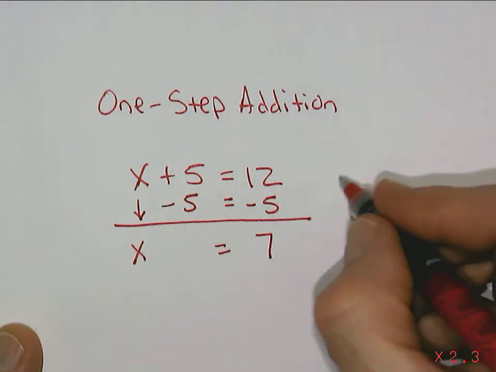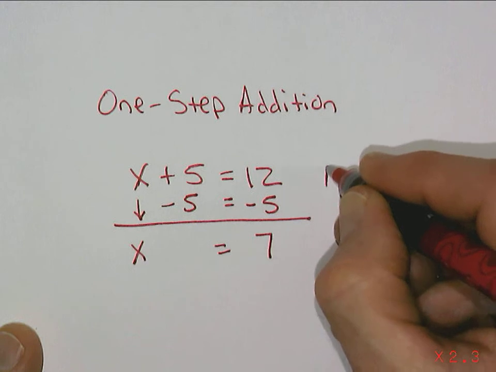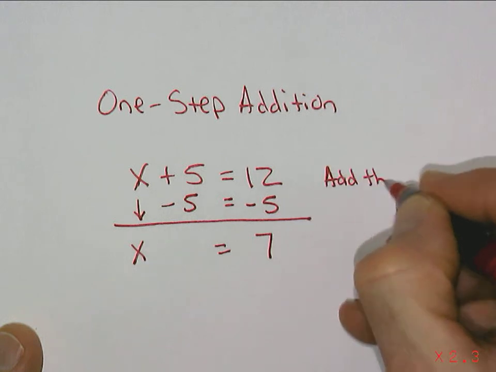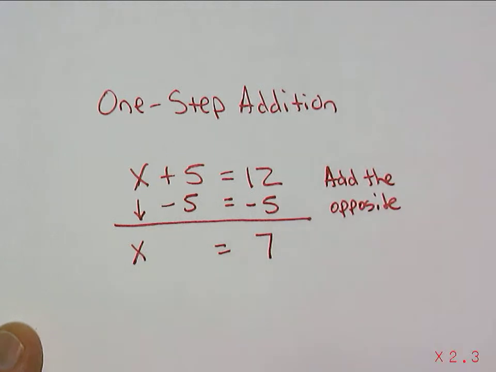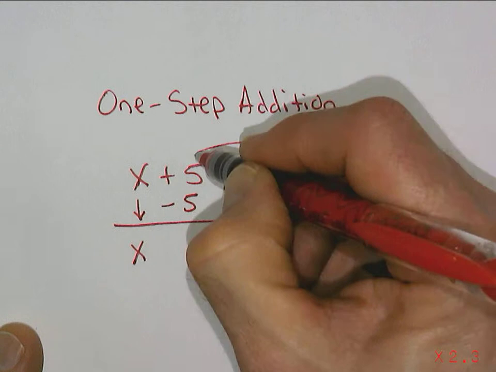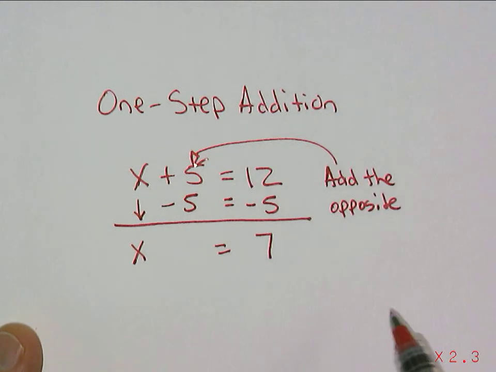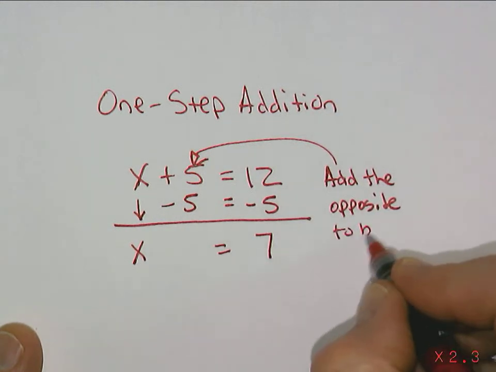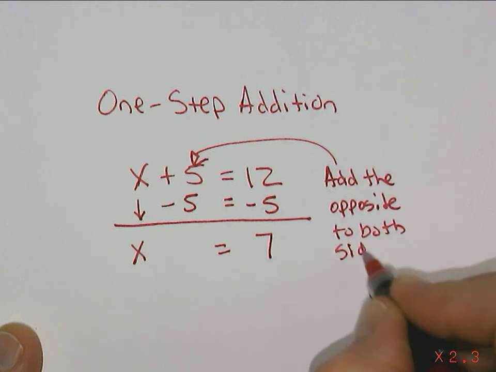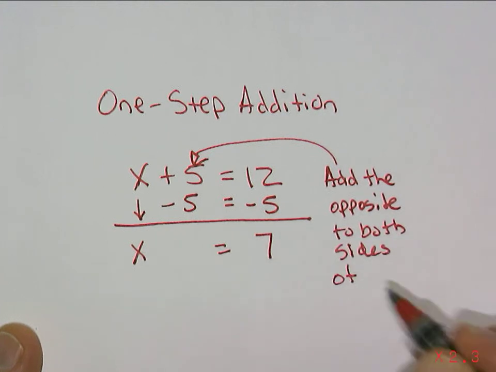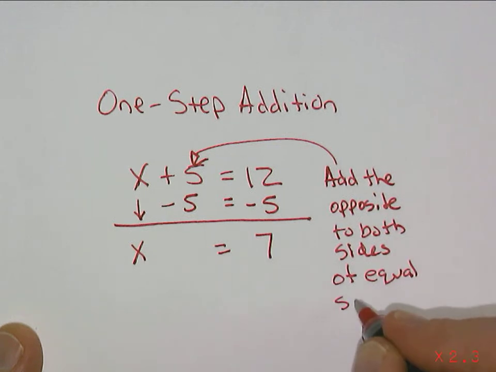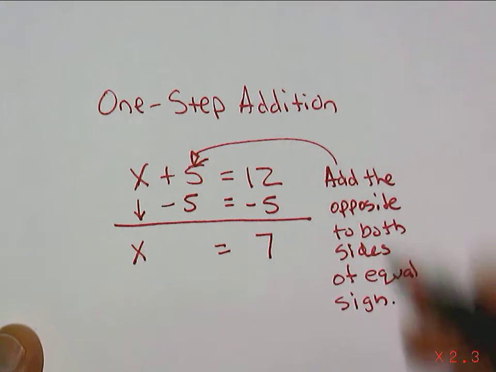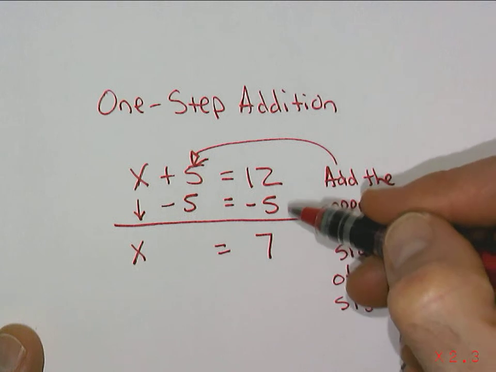And so the rule here, or the procedure, is to add the opposite of this to both sides of the equal sign. And the rule is you always do the same thing to both sides. So add the opposite to both sides of the equal sign. And then we can come down and clear that out, and we have this value of 7.